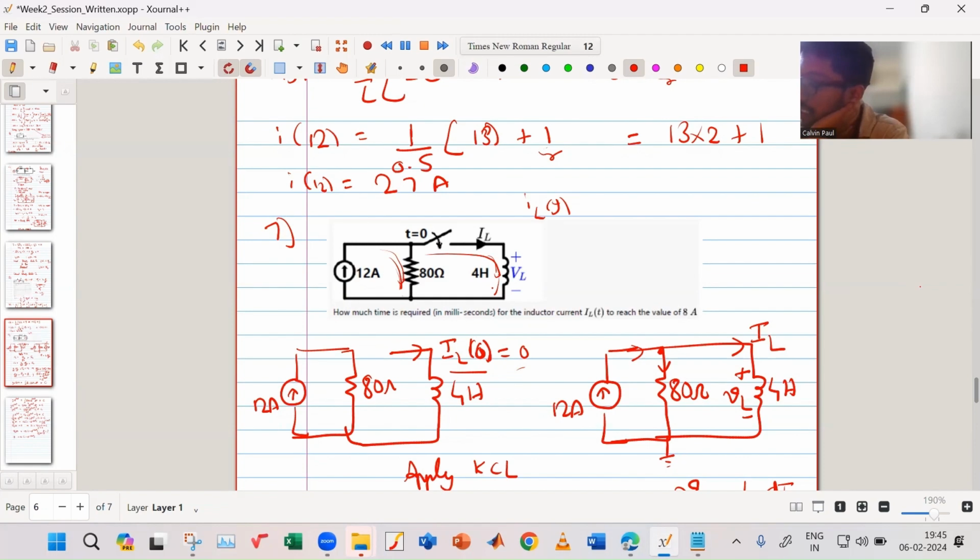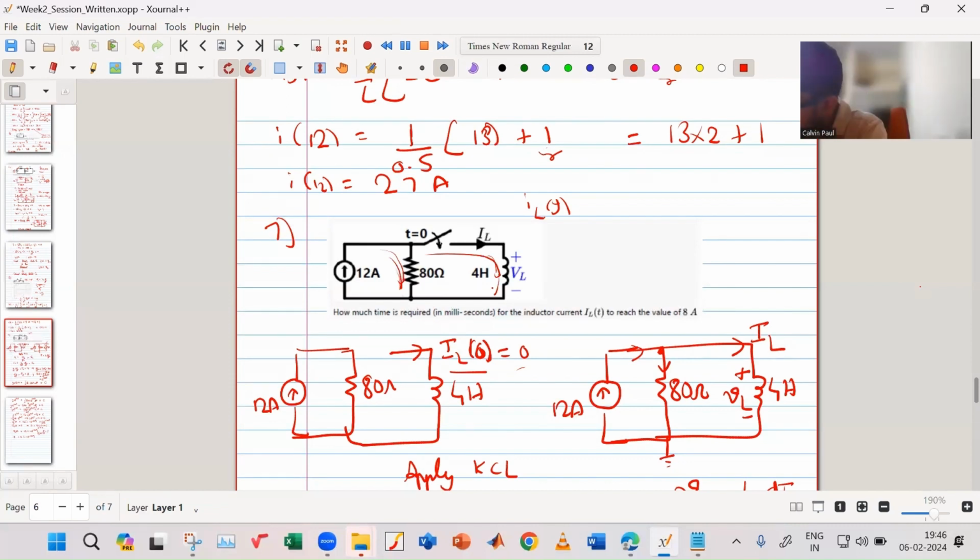That happens because that is right. Yes. What I mean to say is they have already given that IL of t is equal to 8 amperes. So the current flowing through the 80 ohm resistor at that particular time is definitely 4 amperes, right? Because it should follow the KCL.